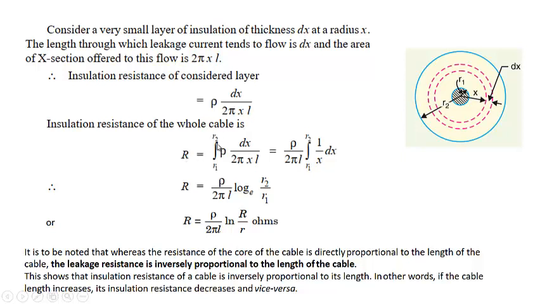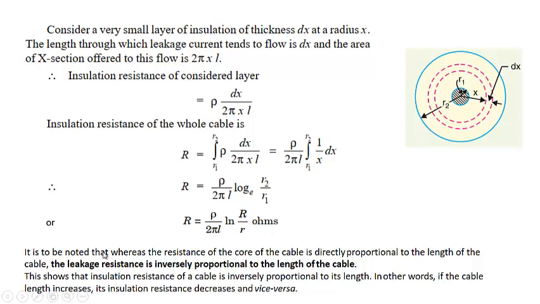The total resistance will be the resistance from R1 to R, from this point to this point, of dx divided by 2 pi x into L. So when you integrate it, it will be equal to rho divided by 2 pi L, ln of R2 by R1. R2 is the radius of the sheath from the center of the conductor, which we usually denote by capital R. So it comes to rho divided by 2 pi L, ln of R by R1, ohms.